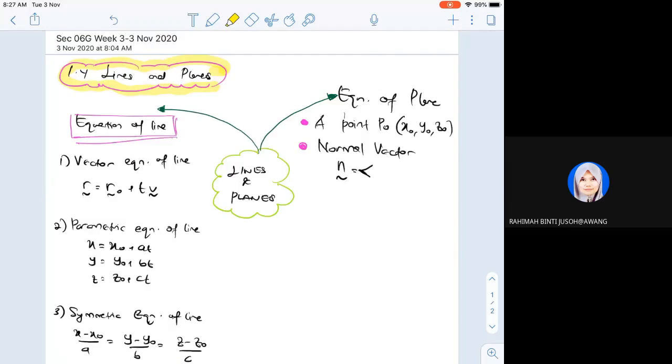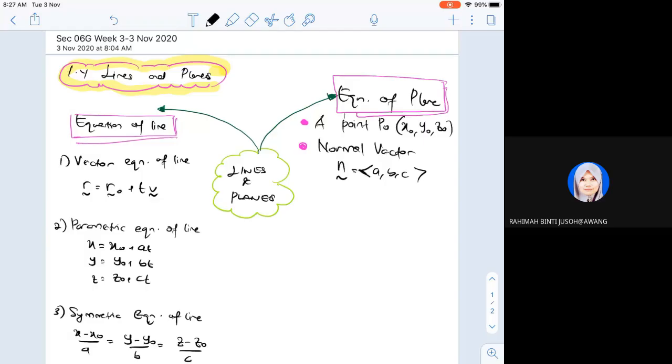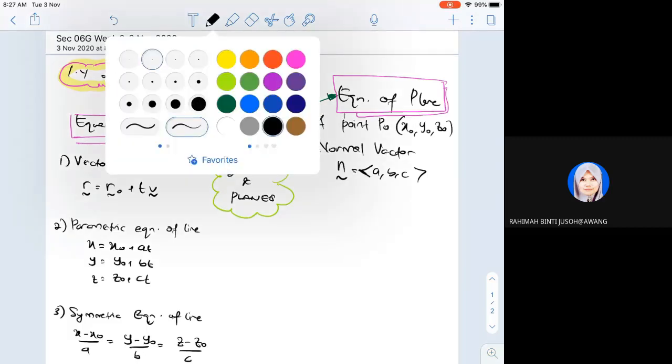Okay, now we go back to the equations of plane. Okay, guys, again, since this is the normal vector, the elements here are A, B, and C. But this normal vector is not the same as the parallel vector. Because the normal vector is used to form the equation for plane, but for equations of line, we need the parallel vector V.